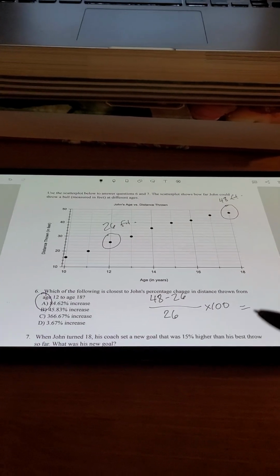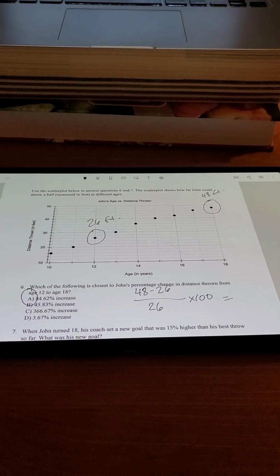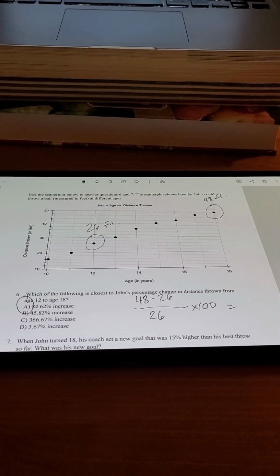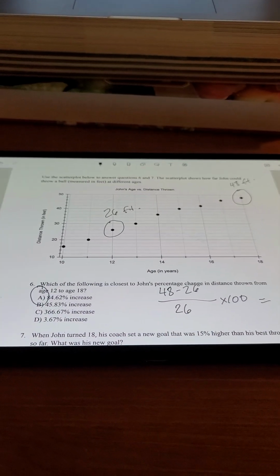Now, you're not going to get that exact value. That's why it says closest. It's like 84.6153 and so on, but you have to just round and see which one's closest. That's it.